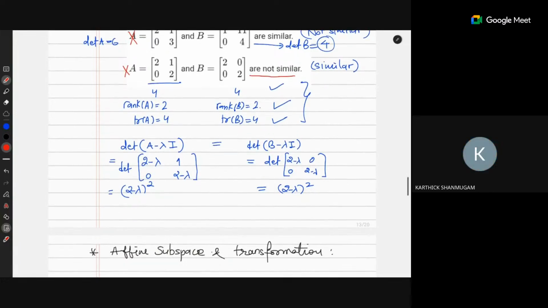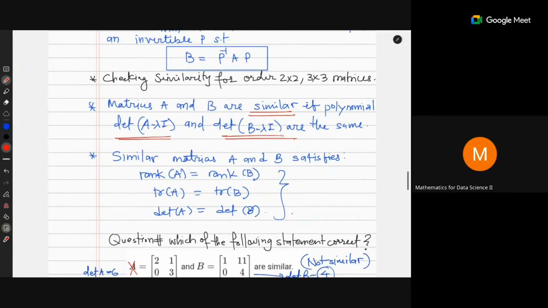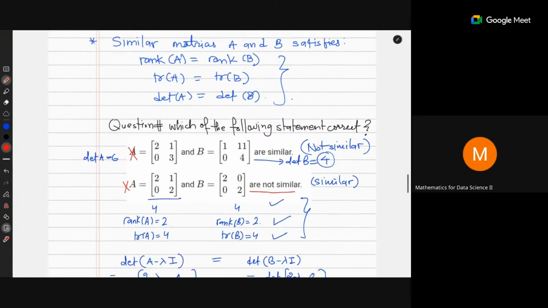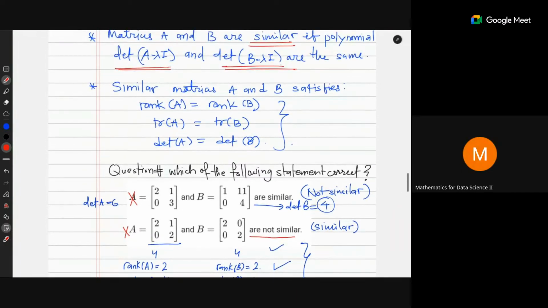So you cannot define similarity on rectangular matrices. And this determinant of A minus lambda I is equal to determinant of B minus lambda I. This is applicable for any type of square matrix that has been asked to compare? No, for 2 cross 2 and 3 cross 3. In the case of order 2 and 3, okay, this is equivalent. This is applicable only for 2 cross 2 or 3 cross 3, not for higher order matrices. And we are hoping that in our exam we won't be asked any higher order matrix. Yeah, higher order won't be asked.